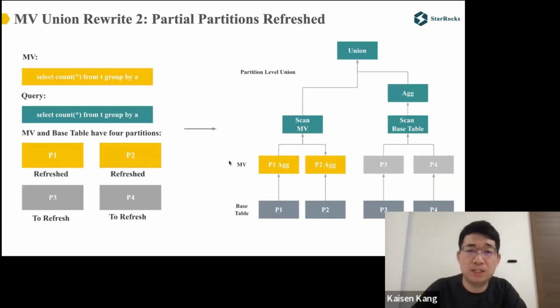Next, let's consider the case of a partial MV partition refresh. Suppose both the MV and the query are simple group by count queries, and the MV and base table both have 4 partitions, of which the P1 and P2 partitions of the MV have been refreshed, but P3 and P4 have not. The rewrite of this aggregate query will become the union of the MV query and the query of the original table. The left child of the union is the scan of the MV, and the right child of the union is the plan of the original query. The only difference in the original query is that the partitions of the scan become the partitions of the MV that are not refreshed. In this example, those are the P3 and P4 partitions.